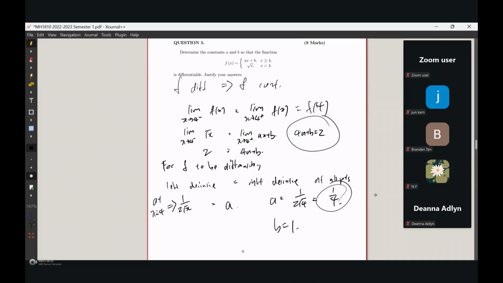Any questions? Do I need to use the a and b values to prove that it is really differentiable? No need. Yeah, you can if you want, but there's no need to. Okay, there's no question. Let me move on.